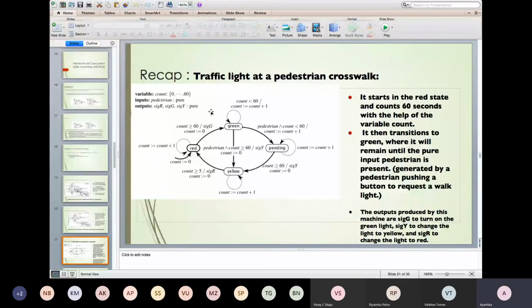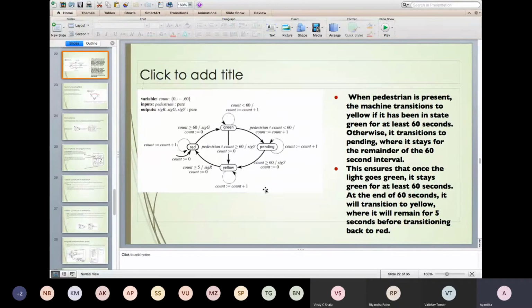So this was the part of the traffic light controller we have discussed, and from the yellow, it is followed by my next specification. When pedestrian is present, the machine transitions to yellow if it has been in state green for at least 60 seconds. Otherwise, it transitions to pending, where it stays for the remainder of the 60-second interval. So that was given according to my specification. Maybe other controllers work in some other way, following other specifications.